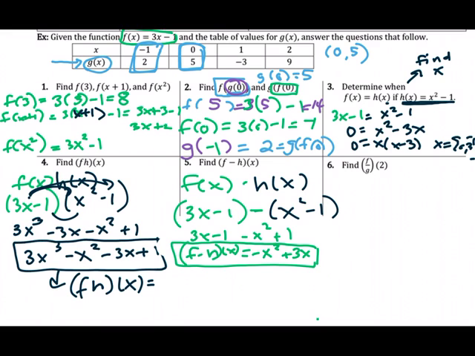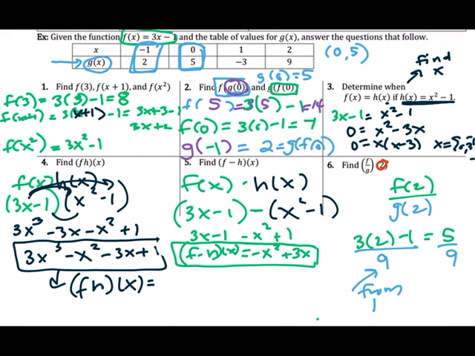Now, for number 6, we're being asked to evaluate this at a particular value. So what does this mean? This means f of 2 divided by g, not h, which we've been using a bunch, g of 2. So what does this give us? F of 2 is going to be 3 times 2 minus 1, or 5, over g of 2, which we can get from the table. G of 2 is 9, from the table.